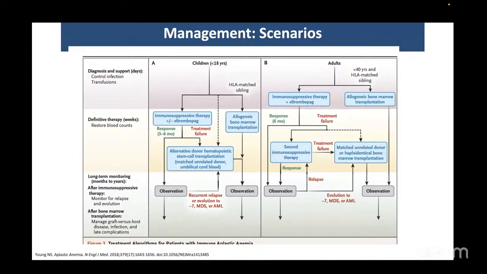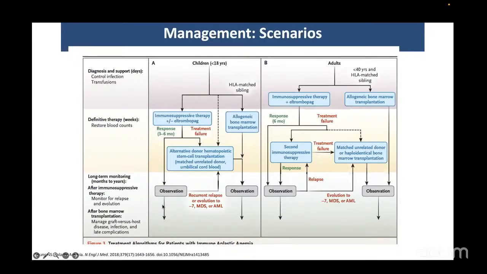So if I'm treating a pediatric patient with aplastic anemia, I have two options. The first one, anywhere in the world, is going to be allogeneic bone marrow transplantation. I can either use a matched sibling donor, a matched unrelated donor, or a cord blood unit to carry out the same thing. If that is not available, then the next best choice is immunosuppressive therapy with or without eltrombopag.